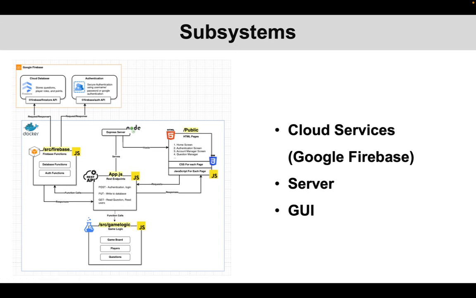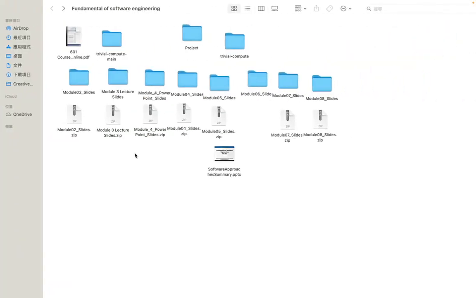The client side uses HTML, CSS, and JavaScript for the interface, while the backend includes a cloud service and game logic. Cloud service Google Firebase manages game data, user info authentication, and serverless operations. Game logic manages game states, player turns, question answered checking, and scores. The interface uses HTML, CSS, and JavaScript for interactivity, communicating with the server and updating the display.